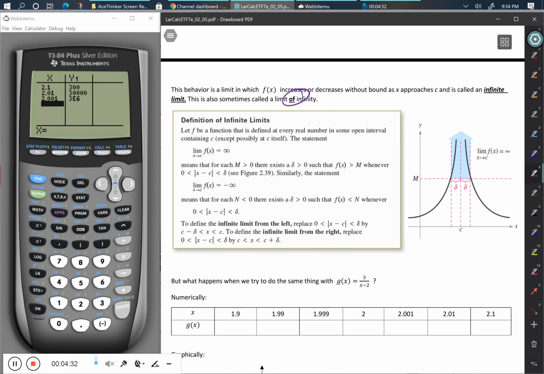Okay? Now, this is the rigorous calculus epsilon-delta kind of definition that says, let f be a function that is defined at every real number on some open interval except c. Then the statement that the limit of f of x as x approaches c is equal to infinity means that for each M greater than 0, there exists a delta greater than 0 such that f of x is greater than M whenever absolute value of x minus c is between 0 and delta. Similarly, the statement that the limit of f of x as x approaches c is negative infinity means that there's some other number.